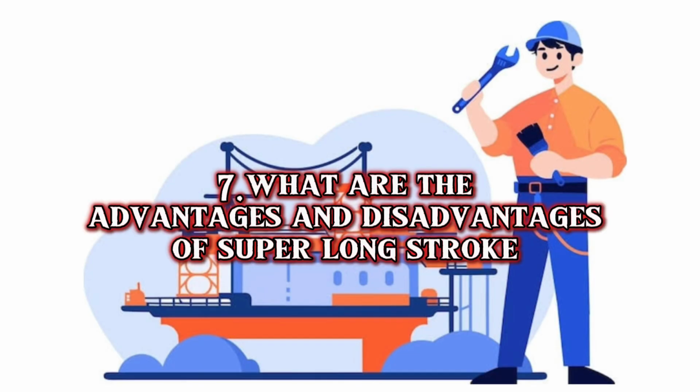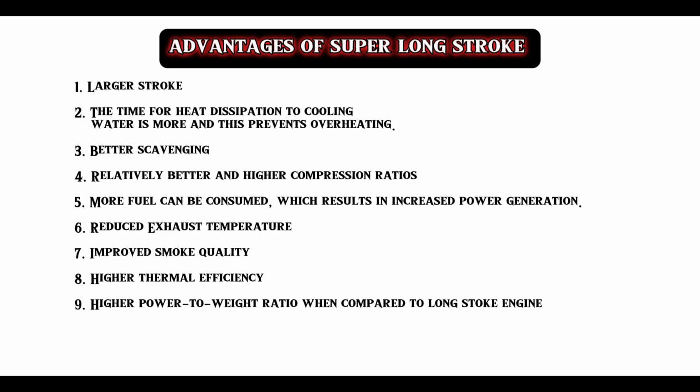Seventh question, what are the advantages and disadvantages of super long stroke? Advantages of super long stroke: larger stroke ratio, the time for heat dissipation to cooling water is more and prevents overheating. Better scavenging, relatively better and higher compression ratios. More fuel can be consumed, which results in increased power generation. Reduced exhaust temperature, improved smoke quality, higher thermal efficiency, higher power to weight ratio when compared to long stroke.